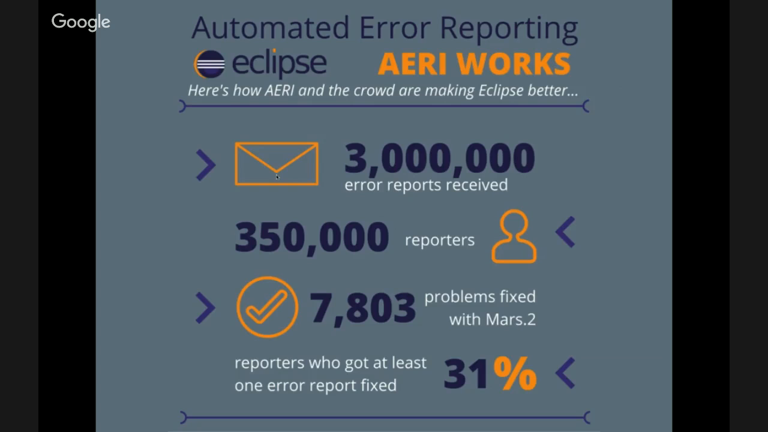If we try to relate that to the number of reporters, we see that we are at 31%, so 110,000 reporters got at least one of their error reports actually fixed until Mars 2. And some of them got even 60. So really 60 problems fixed in that time frame, which is, I think, pretty awesome. I don't know how many of you filed 60 bug reports and got them fixed. This is a pretty exciting number in my opinion. Okay, so that's the quick introduction to the numbers of automated error reporting.